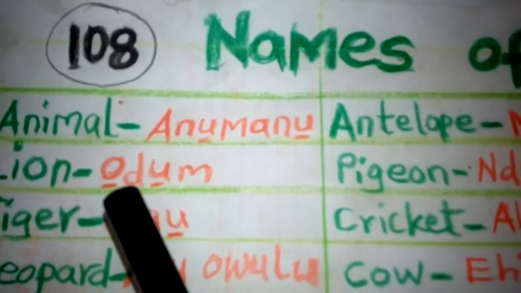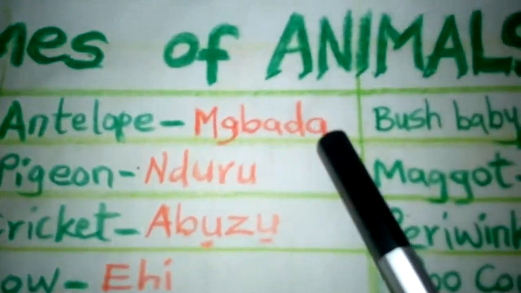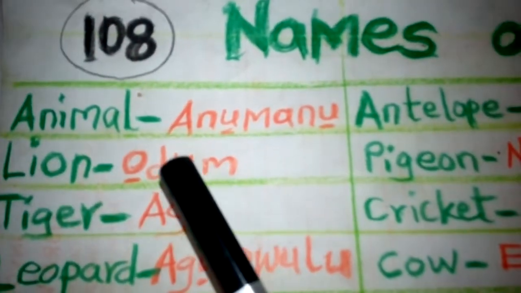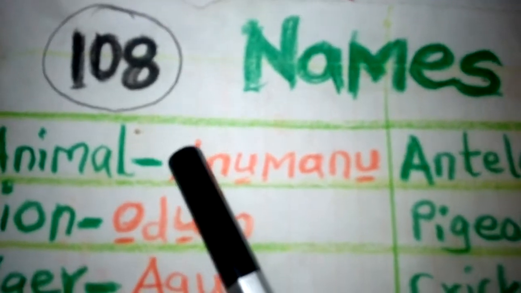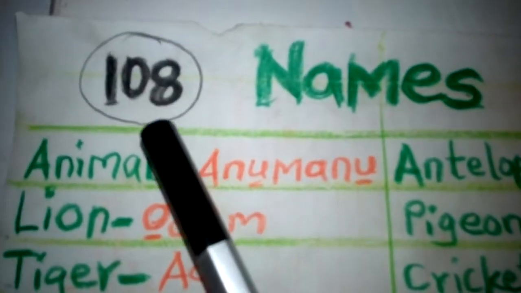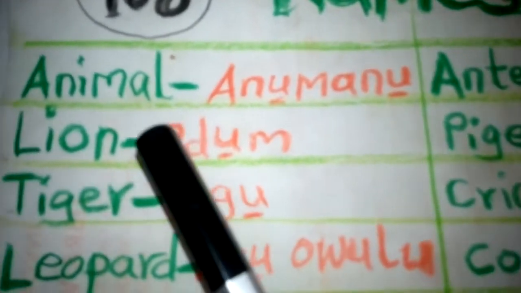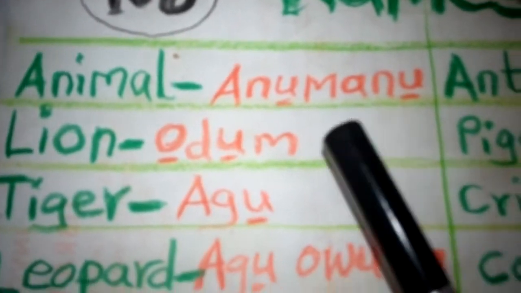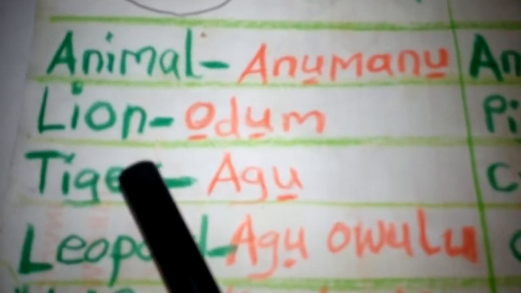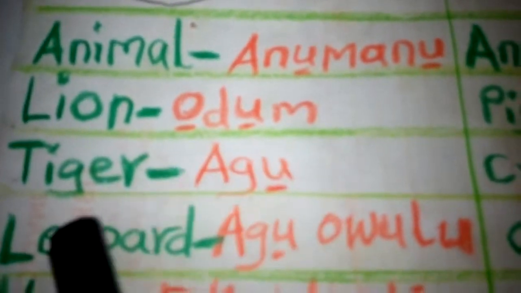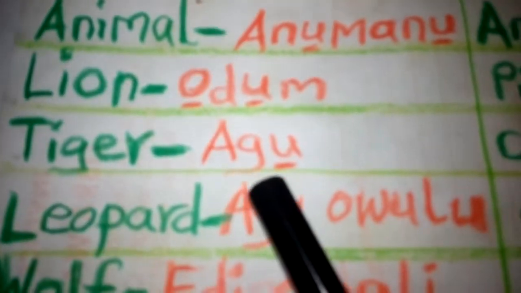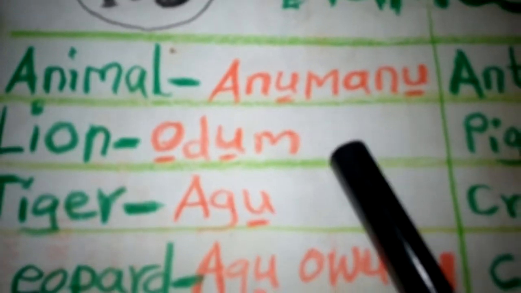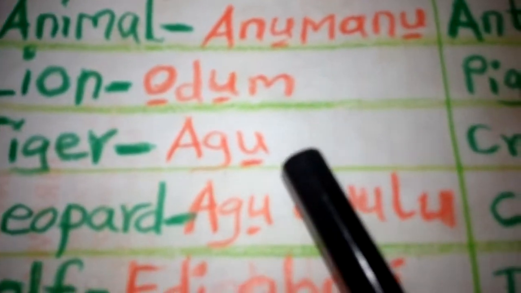I have 108 names of animals. That is a nari na asato. 108 in Igbo language is a nari na asato. Animal is anumanu. Lion, odum. Tiger, agu. I think lion is the he, and the tiger is the she.